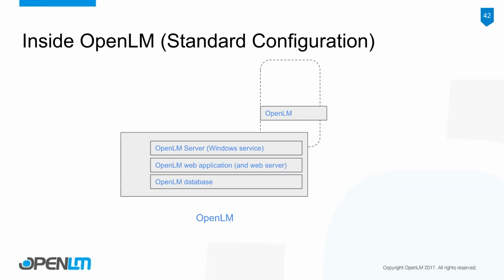Now let's take a look inside OpenLM. There are 3 main products. You got the OpenLM server, which is a Windows service that does all the processing and data acquisition. The OpenLM web application, which allows you to have a user interface and see all the reports, and the OpenLM database, where all the data is stored.